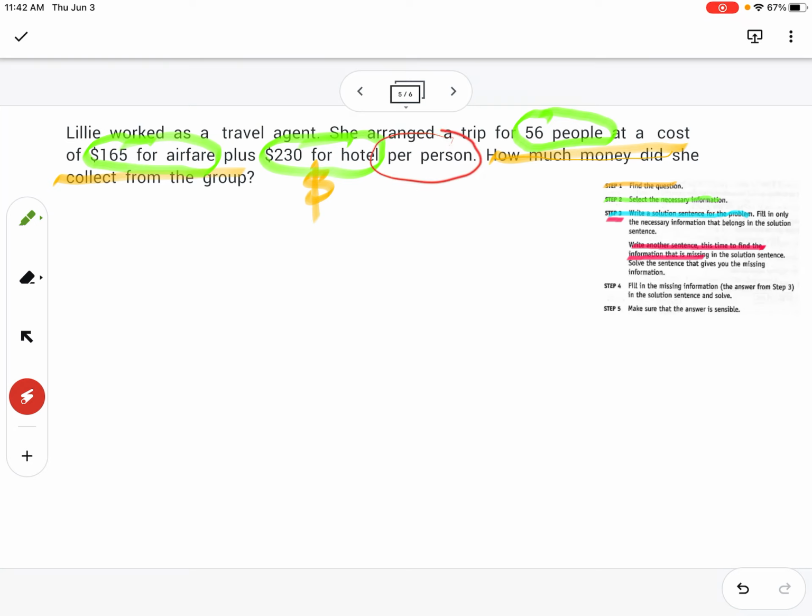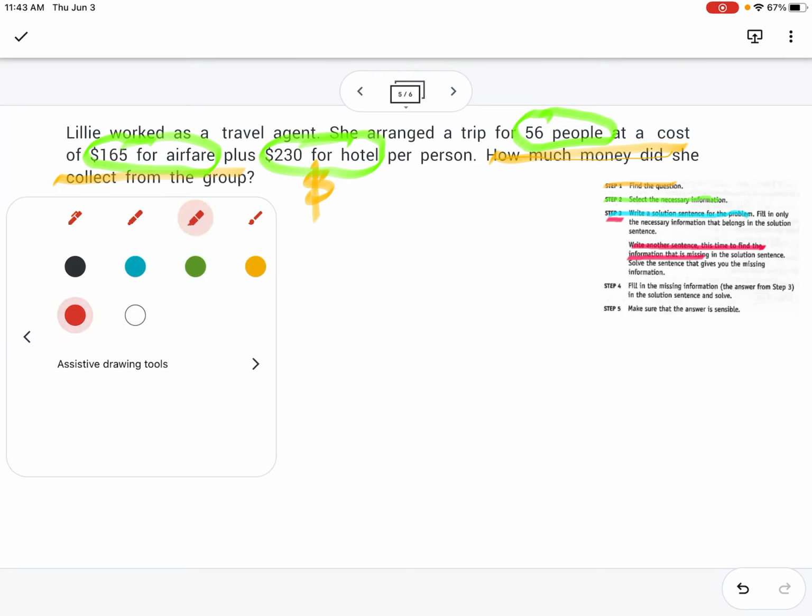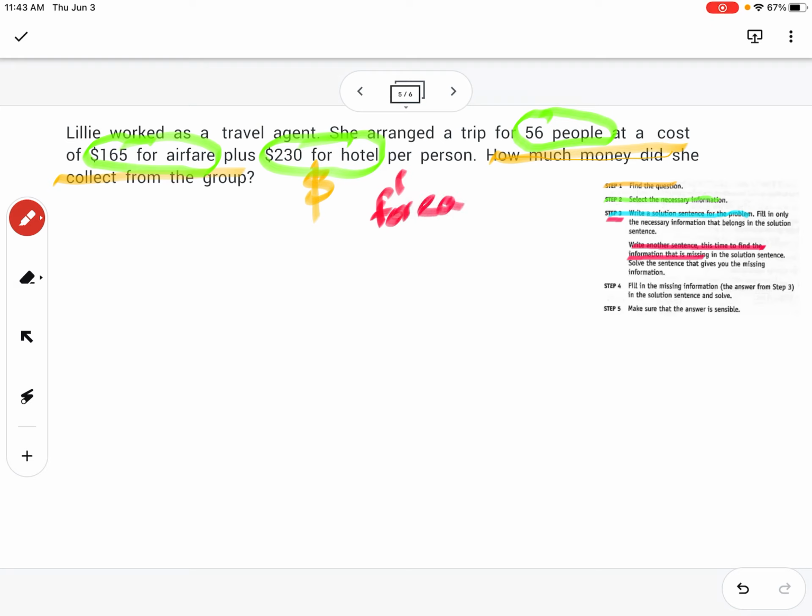And this piece of information here is also super important. Per person. $165 airfare, $230 for hotel. Per person. Per person really means for each single one. That's what per means. For each, so this is saying $165 for airfare plus $230 for hotel for each single person. So each person is going to pay $165 for airfare, and each person is also going to pay $230 for the hotel.